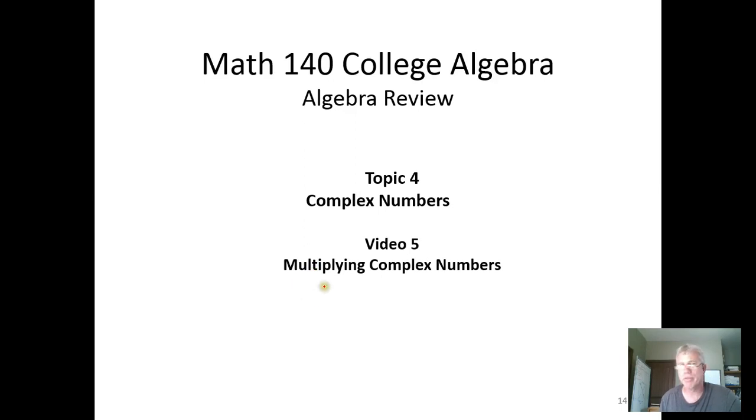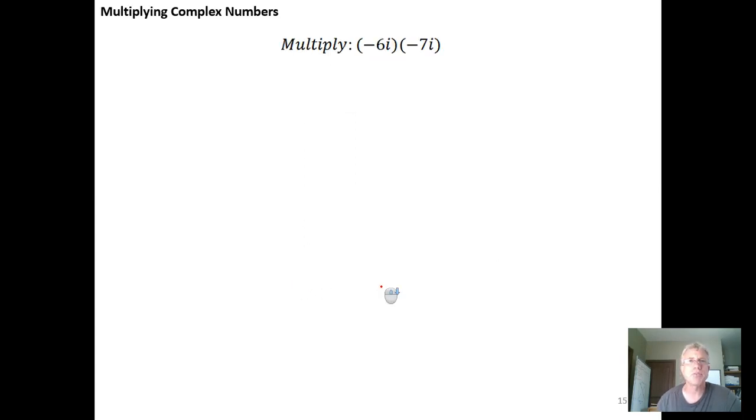So in this video we're going to review how to multiply complex numbers. So we'll start with multiplying two numbers that have the form AI times BI, so kind of a simple case. So start by rewriting the problem. We have negative 6i times negative 7i.